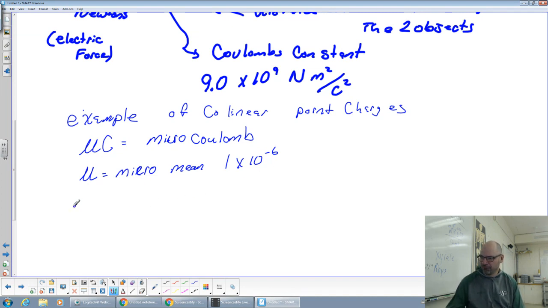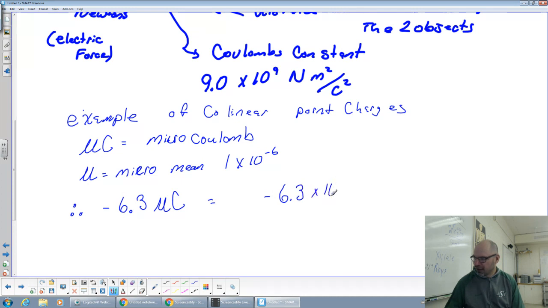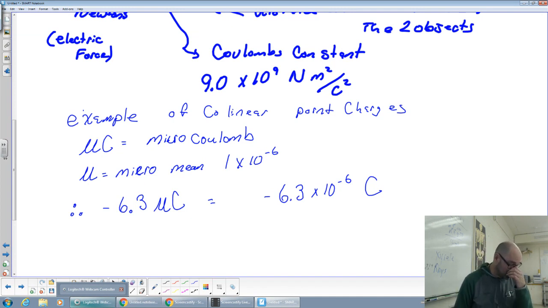So therefore, if I said you had negative 6.3 microcoulombs, this would equal negative 6.3 times 10 to the negative 6 coulombs. Okay? So we're going to use microcoulombs quite a bit in our notes. Okay, so let's do an example.